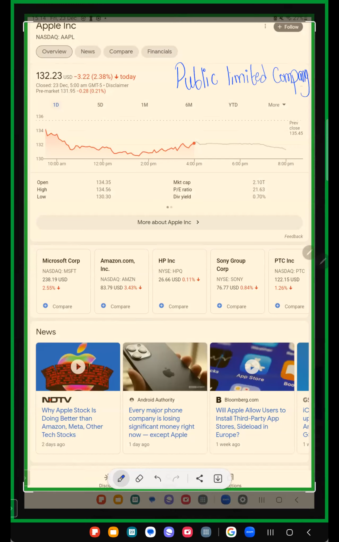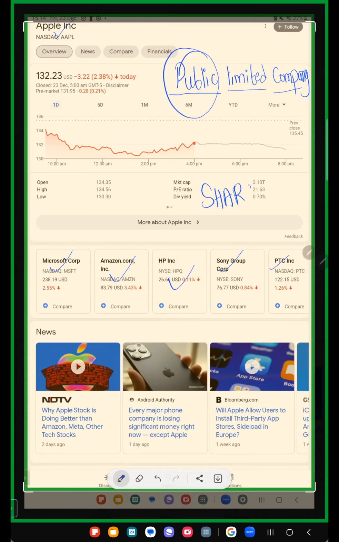And all these companies that you see in front of you right now, Apple, Microsoft, Amazon, HP, Sony, all these companies are public limited companies. Why are they called public limited companies? Is because there's something called shares.